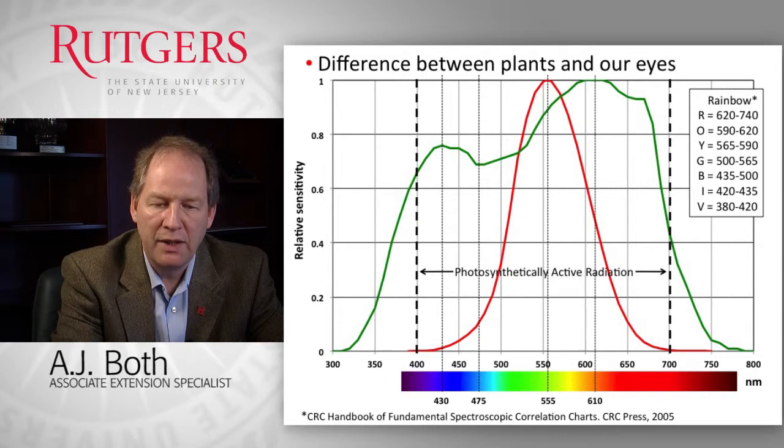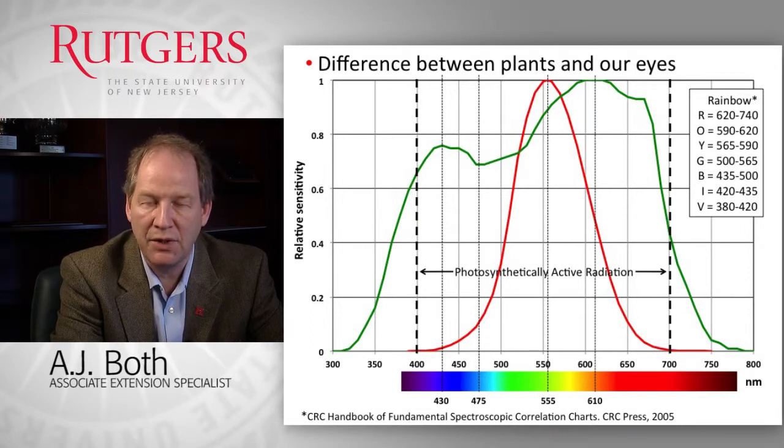And so you have to keep in mind that plants respond differently to sunlight and to light from supplemental light sources than we do. In addition, there's another factor that is important to realize, and that is that researchers have identified the wave band between 400 and 700 nanometers as the photosynthetically active radiation band. In other words, based on the definition, plants use radiation within that band for photosynthesis.